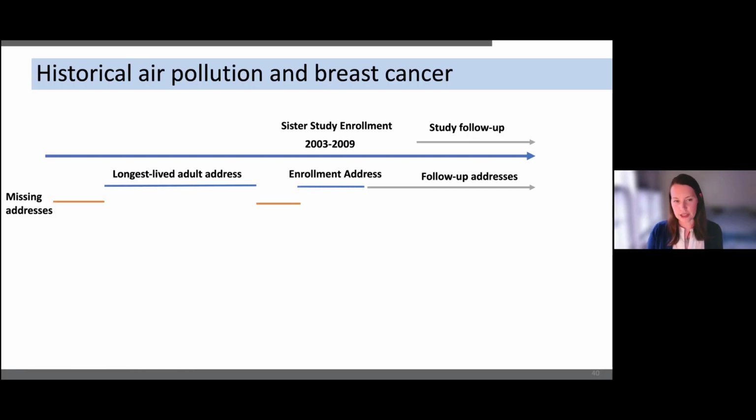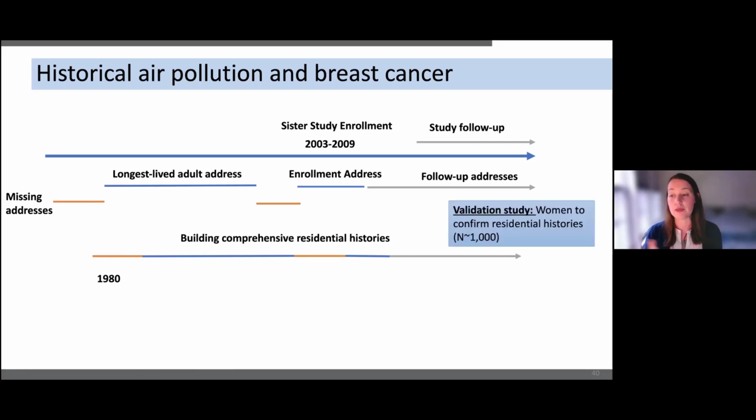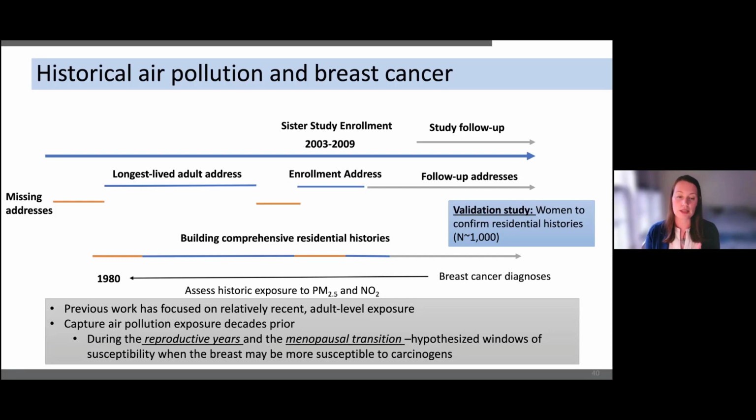But we do have these missing addresses, and they're different for every individual, depending on when was their longest lived adult address. And so we're working on filling those in, and we're doing that in collaboration with LexisNexis, which is a commercial database where you can get individuals' address histories going back in time. So we are going back to 1980, 1990, depending on the quality of the data. And we're also conducting a validation study. So as part of this, we will ask 1,000 participants in the sister study to confirm these residential histories that we build for them. But the goal of this study is to really assess historic exposure to PM2.5 and NO2.